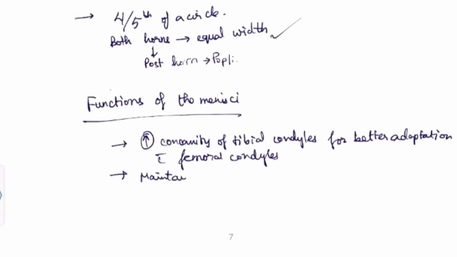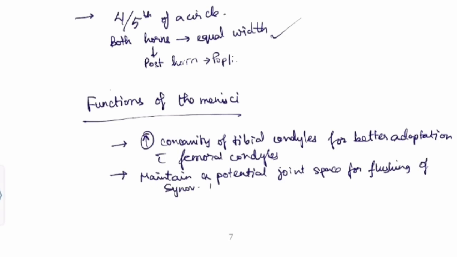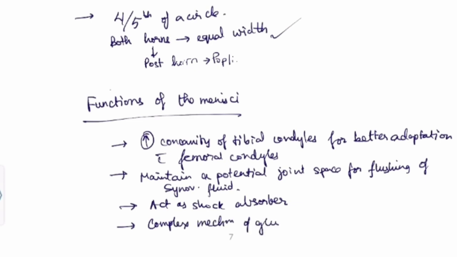Maintain a potential joint space for flushing of synovial fluid. Why? To provide nutrition to articular cartilages, act as shock absorber, and help in the complex mechanism of gliding and angular movements. Okay.